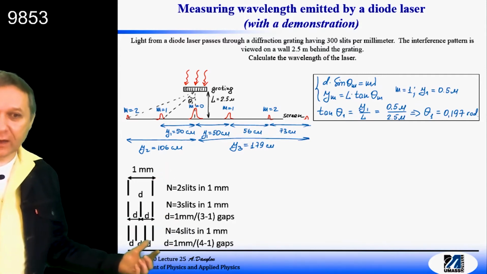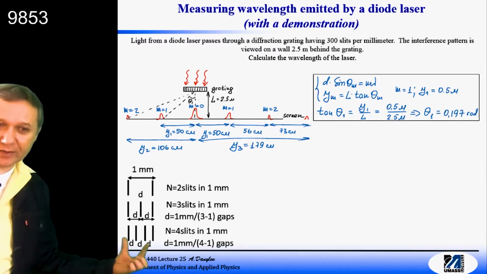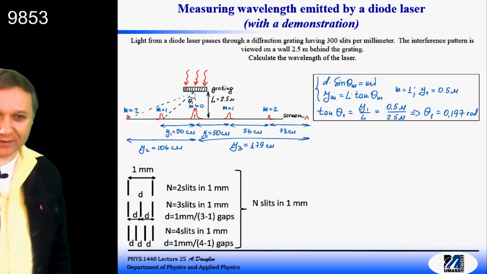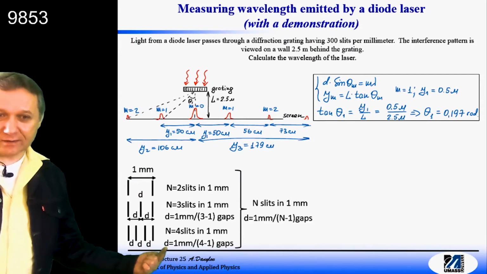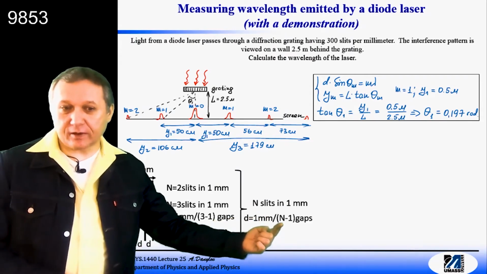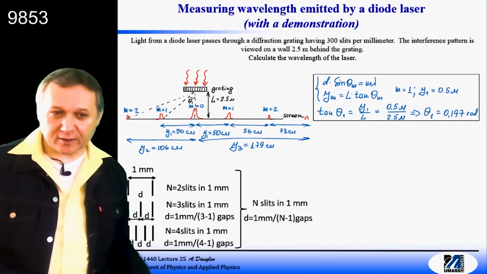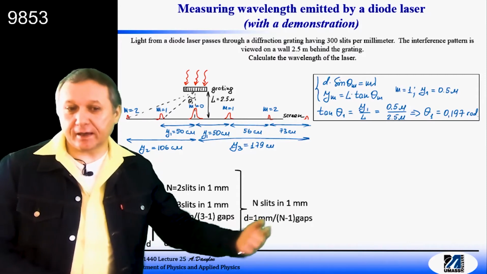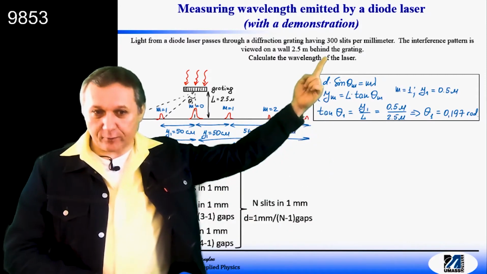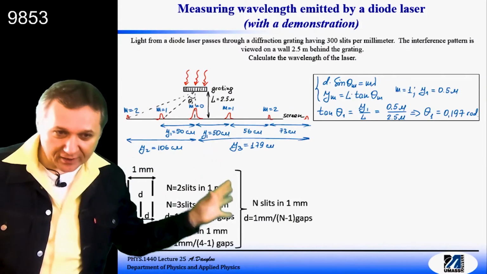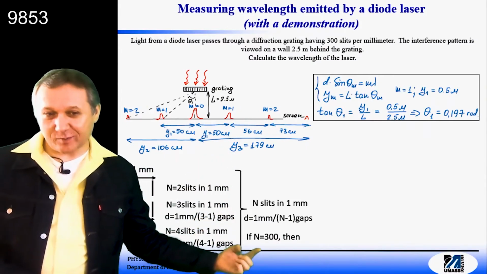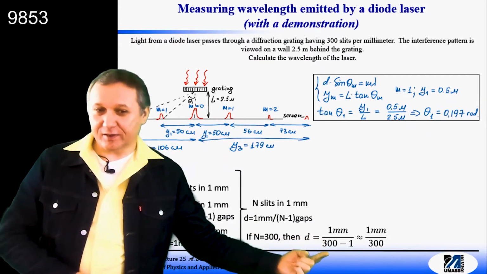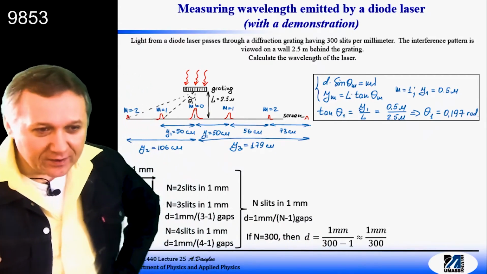Now, if you have n slits per millimeter, you see n slits in 1 millimeter. Then how can you find D? 1 millimeter divided by n, the number of slits, minus 1, like here, 3 minus 1, 4 minus 1, but in general, n minus 1. So we can apply it to our case of 300 slits. If n equals 300, we plug it in and we get D equals 1 millimeter divided by 300 minus 1.